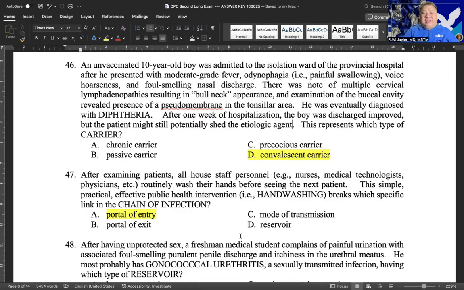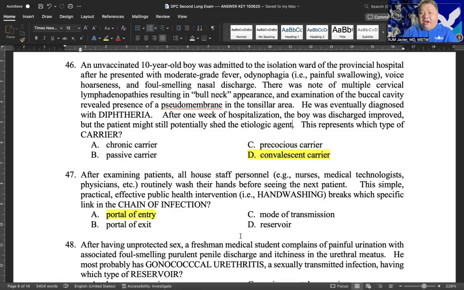An unvaccinated 10-year-old boy was admitted to the isolation ward of the provincial hospital after he presented with moderate grade fever, odynophagia, voice hoarseness, and foul-smelling nasal discharge. There was note of multiple cervical lymphadenopathies, resulting in bull neck appearance. An examination of the buccal cavity revealed presence of a pseudomembrane in the tonsillar area. He was eventually diagnosed with diphtheria.